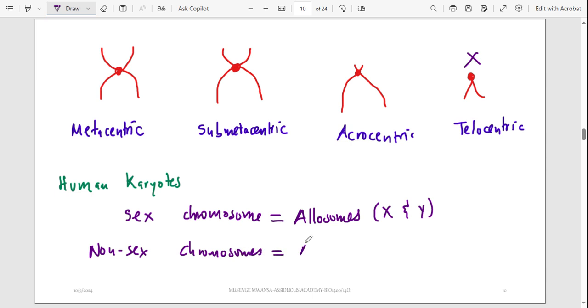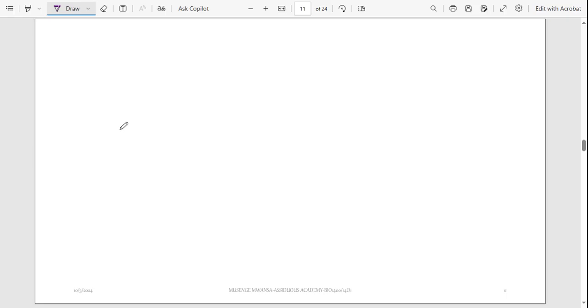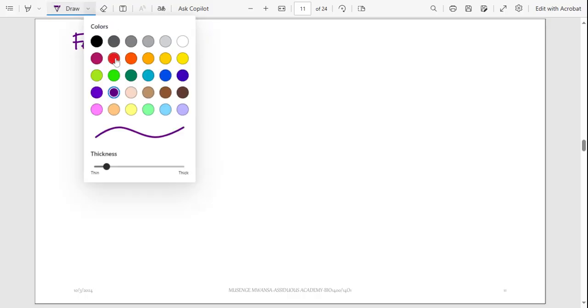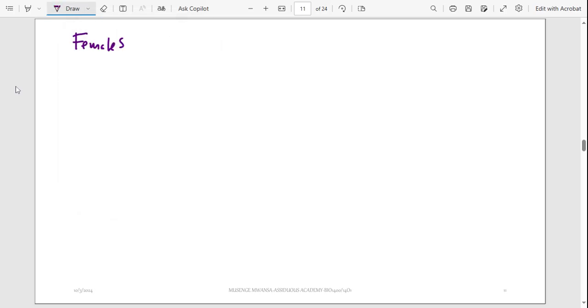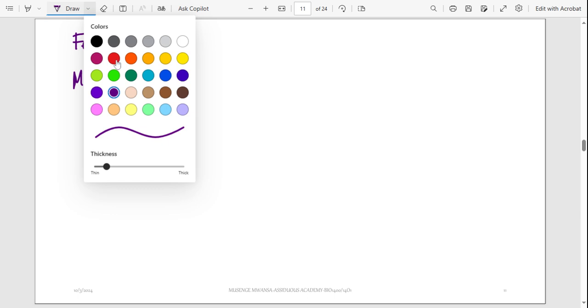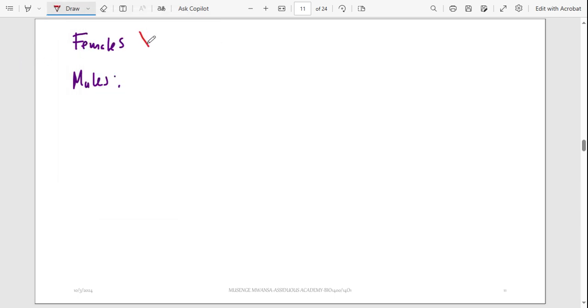So, non-sex chromosomes are known as autosomes. Okay, so that's what we need to know. Now, when it comes to the sex chromosomes, we have X and Y. Females have only X chromosomes, and males have both X and Y. And the X chromosome is actually longer than the Y chromosome. So, this is how they are.